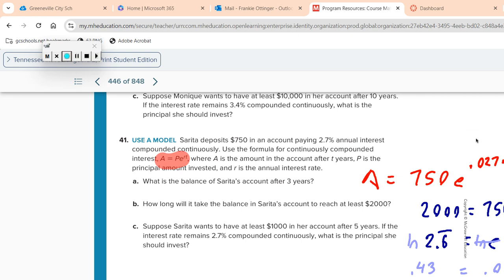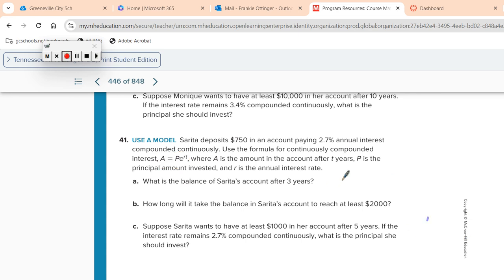Let's see, part C, what's it want? She wants to have at least $1,000 in her account after 5 years. Ooh, that's a good one. And so to do this, she wants to have $1,000. We don't know the initial amount, same interest rate for 5 years, and I guess it's not that hard. There should be an equal sign there. And so, really to get your answer, all you have to do is 1,000 divided by all this junk right here, and you've got it. I feel like that's a good easy word problem.